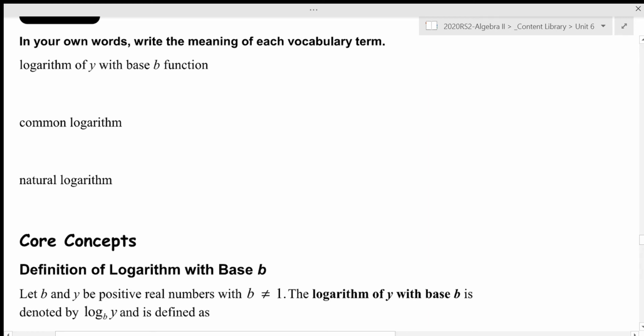Hello, Algebra 2 students. Today we're going to start talking about logarithms. Now, to give you an idea of what logarithms are, what is the purpose of this thing that we are going to learn about, which is logarithms.